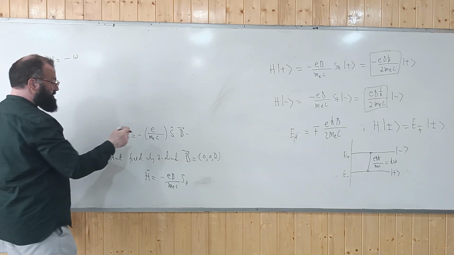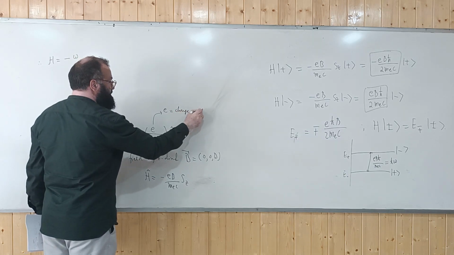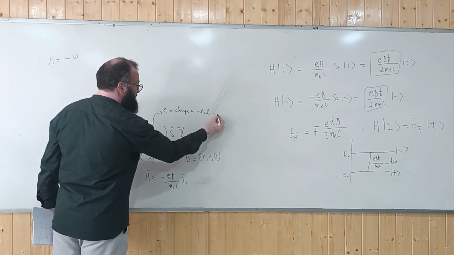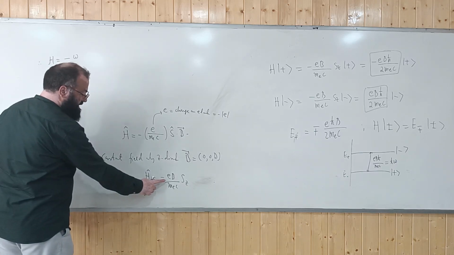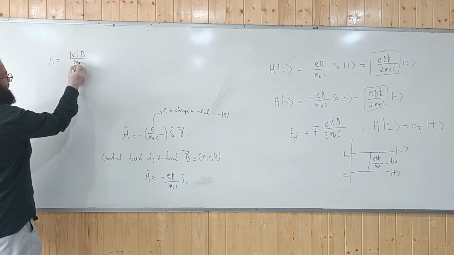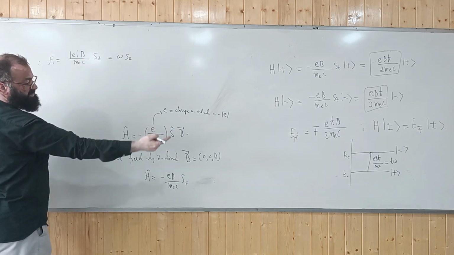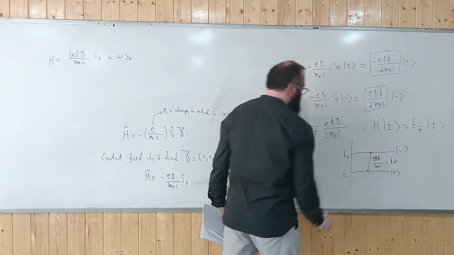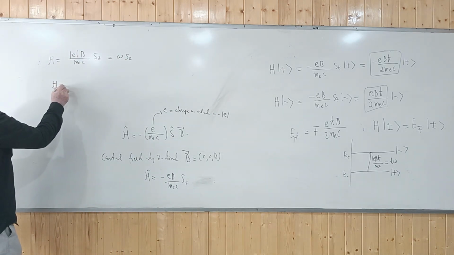E is the charge on the electron. How much is that? It is negative. So I will call this E as negative times the magnitude of e. Let me write magnitude of e B divided by mec, Sz. How much is that? It is simply omega Sz, because omega is the magnitude of e B over mec. You should put the magnitude here. Got it? So this is your Hamiltonian.